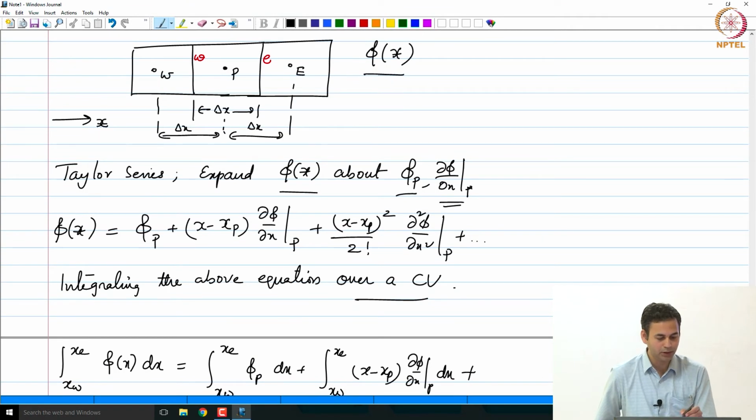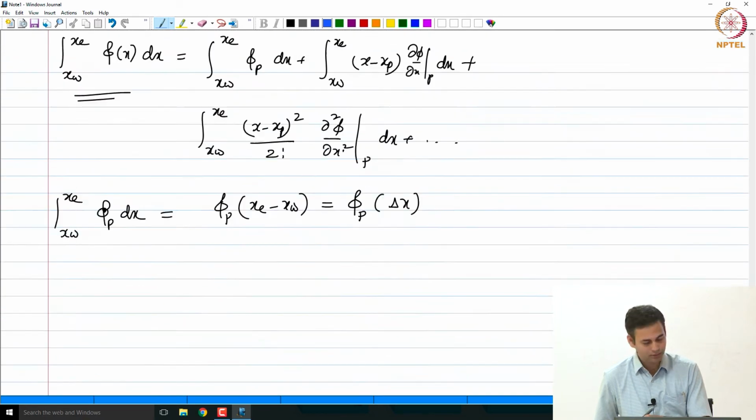X east minus x west is 2 delta x, is it? Why? This is x east is here, x west is here, it is only delta x. It is not the capital E, it is only the little e. The control volume goes from x little west to x little east, not from x capital W to x capital E. So, this is only delta x. Okay.